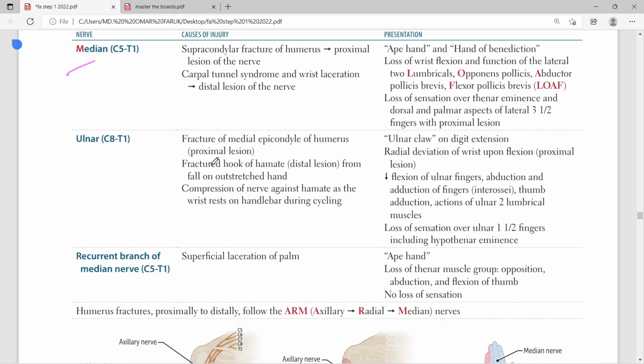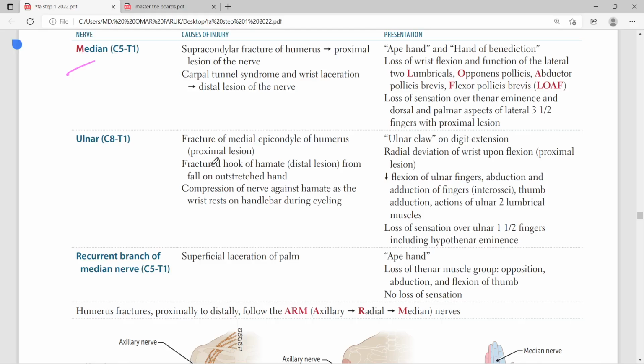Ulnar nerve: fracture of the medial epicondyle of the humerus, a proximal lesion, causes ulnar claw on digit extension. Fracture of the hook of the hamate, from a fall on an outstretched hand, compresses the nerve against the hamate, as when the wrist rests on the handlebar during cycling.